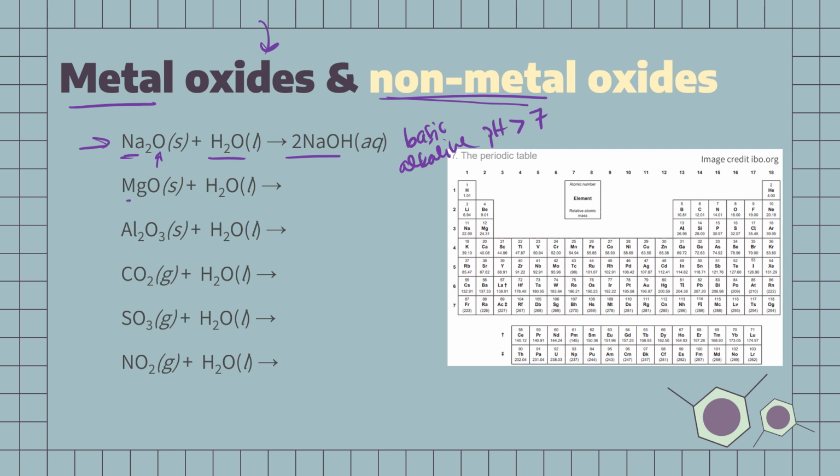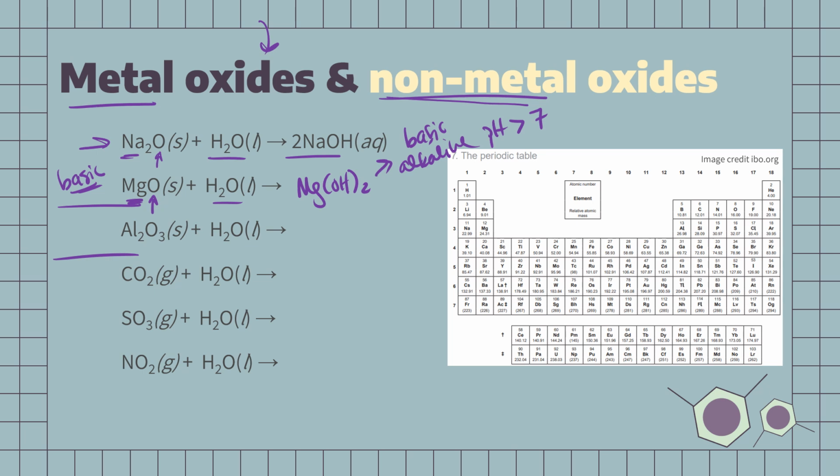Same thing happens when I add my magnesium oxide, another metal oxide, to water. We're going to end up with magnesium hydroxide, another basic or alkaline solution. These metal oxides react with water to make basic or alkaline solutions. I'm going to skip aluminum.